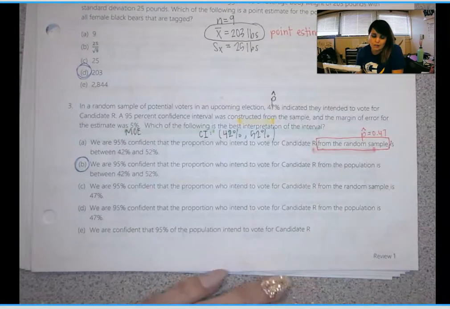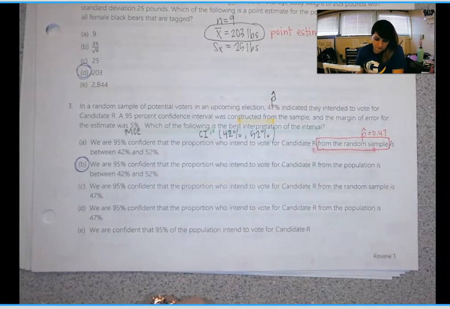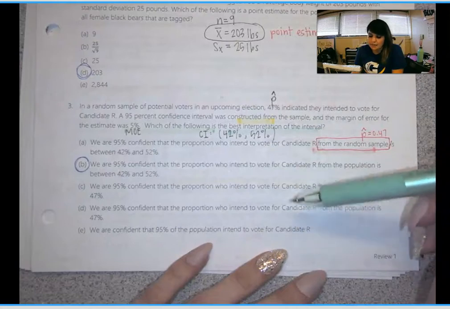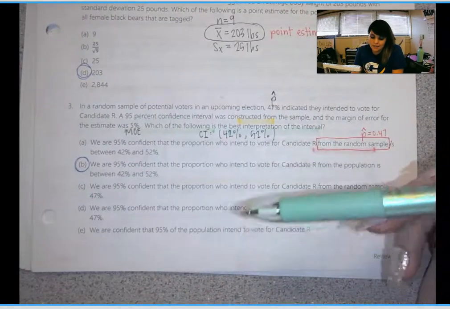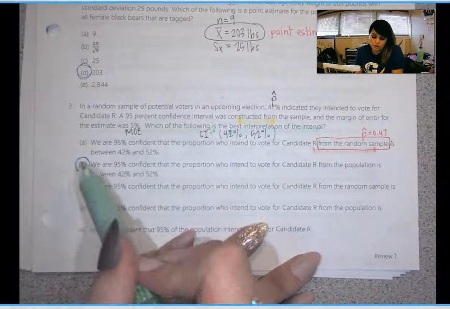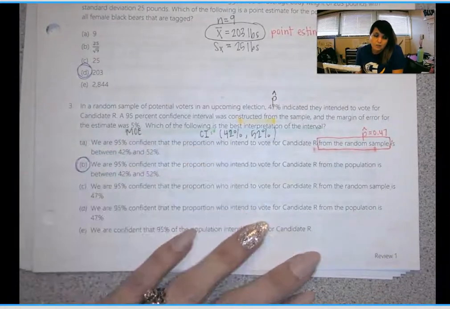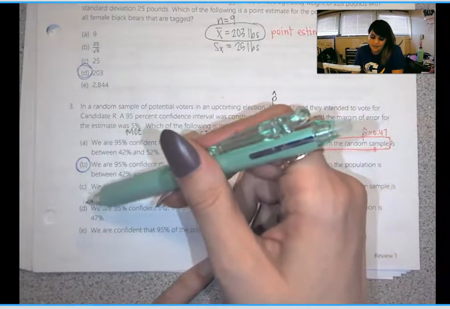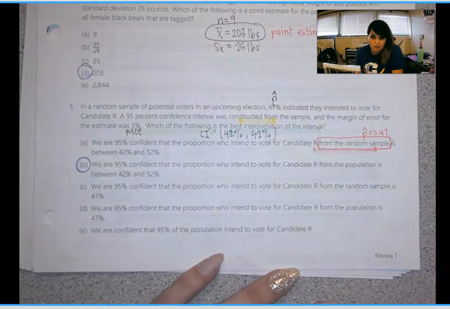Now, when you are under a time constraint, you may not have the time to go through and check C, D, E. So if that's the case, it may do you more good to circle B and make a star so that you can come back to it if you have extra time and verify that C, D, and E are wrong.